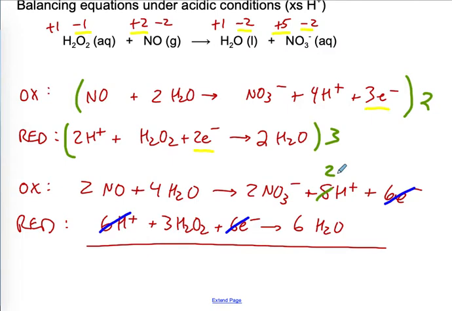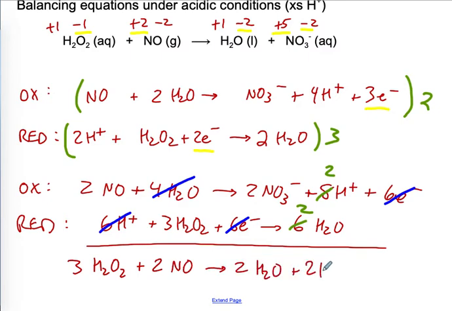I've got 6 water molecules on the product side, 4 on the reactant side, so these all go away, and this becomes a 2 as well. So now when I add my two half reactions together, I have 3 hydrogen peroxide molecules reacting with 2 nitrogen monoxide molecules to form 2 water molecules plus 2 hydrogen ions plus 2 nitrate anions.